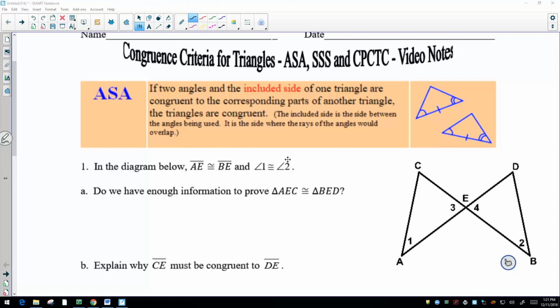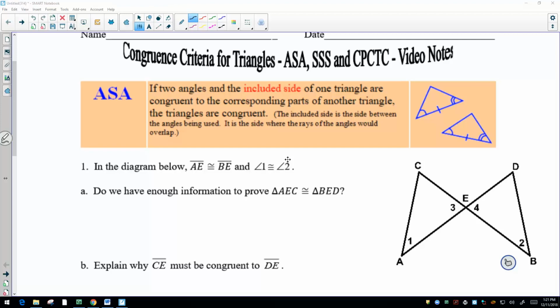So continuing our lessons with proving triangles congruent, we're going to take a look at two other methods today. One is going to be the ASA, angle side angle case, and one is SSS, side side side. And then we're going to look at this other abbreviation, explaining how once our triangles are congruent, all of the parts will be congruent. So first looking at ASA, angle side angle.